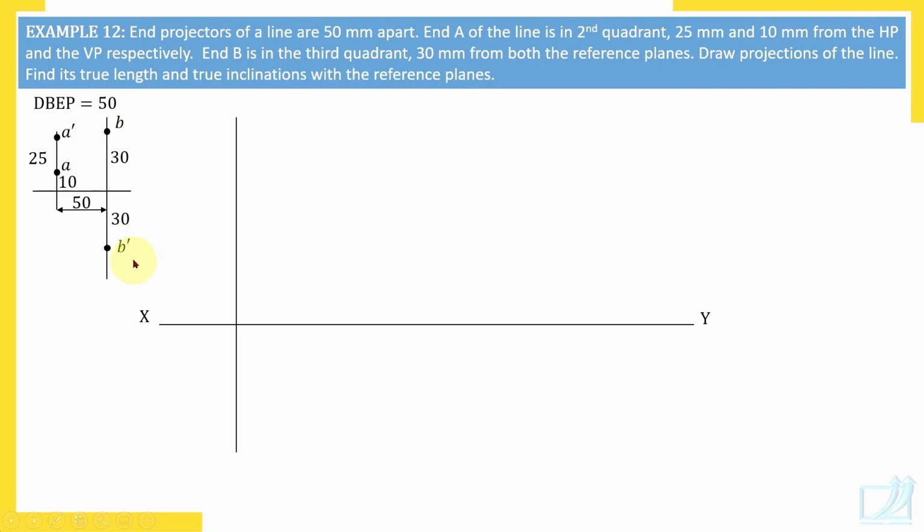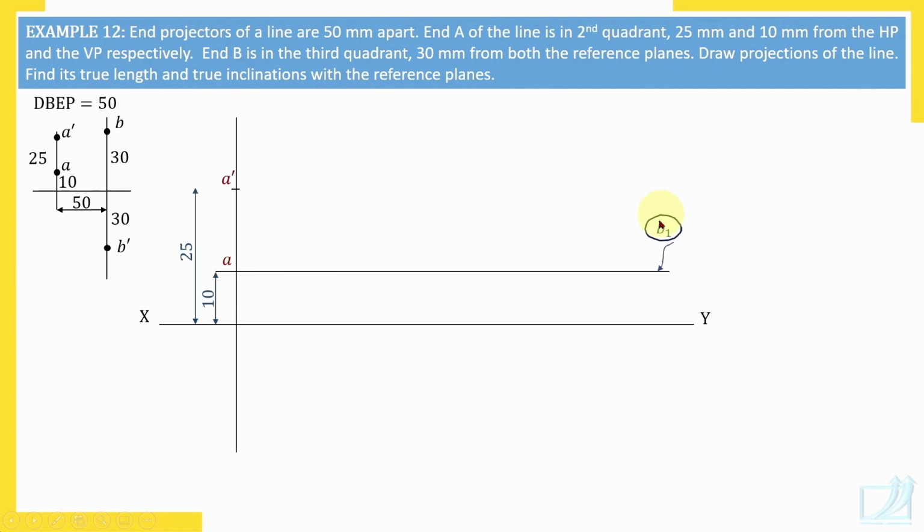When more than one point is given whose position from HP and VP is known, any one of those points you should choose as the reference point. So we have considered A as the reference point. Let's label the reference point A first. Since it is in the second quadrant, I measured 25 and 10, both distances above the XY line, to get the front view and top view of point A, both views above the XY line. So point A is in the second quadrant.